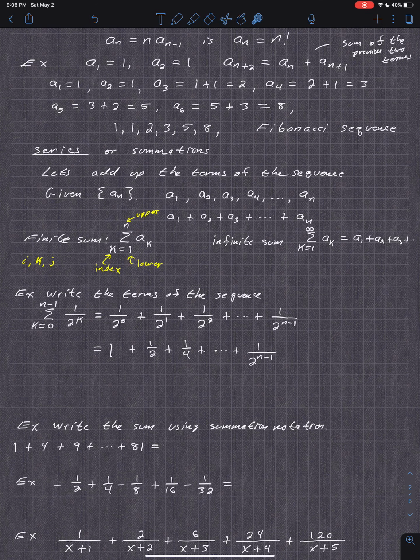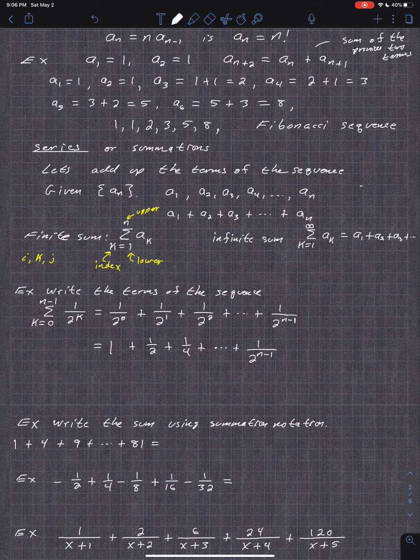All right, moving along. Series and summations, series or summations. So that's the sum of the sequence. That's the concept, is the sum of the sequence. So if you have a sequence A1, A2, A3, A4, etc., a series is adding those all up. You basically put plus in between all of those things. And we use the Greek letter sigma.